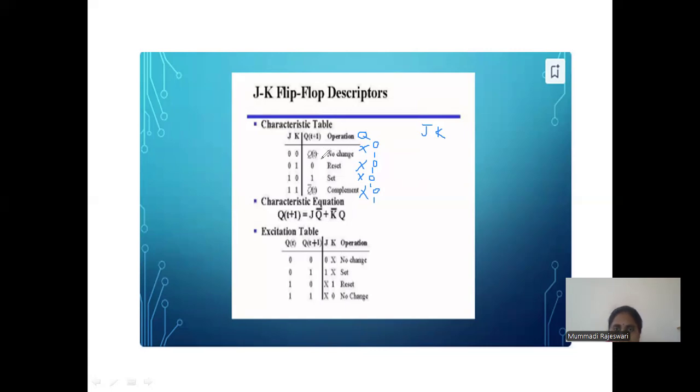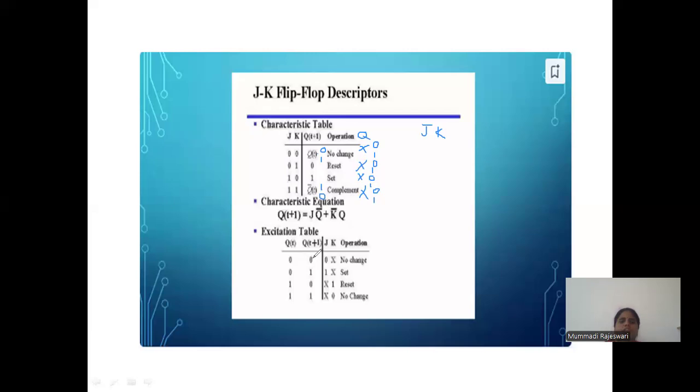In the no change condition, when the present state is 0, we get 0 as the next state, and when the present state is 1, the next state is 1. And also see the last condition. These two conditions may be 0 or 1, and we are getting reset only. Here also 0 or 1, and we are getting set only. But in the last condition, when J is equal to 1 and K is equal to 1, we have to get the complement. That means when the present state is 0, we get the next state as 1, and when the present state is 1, we get the next state as 0.